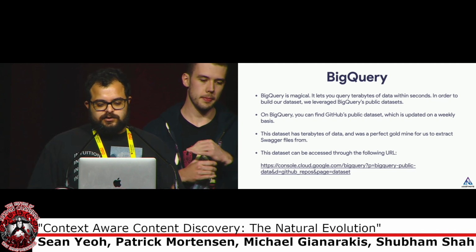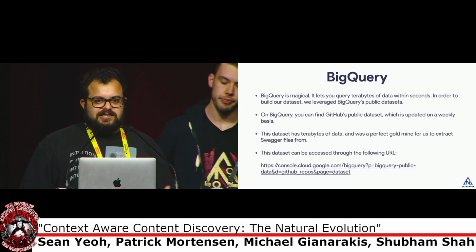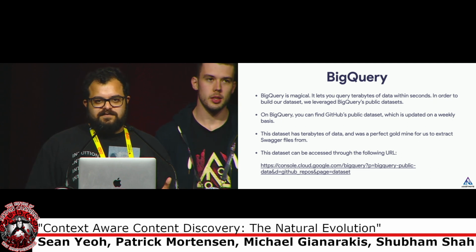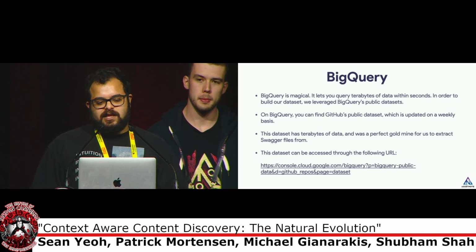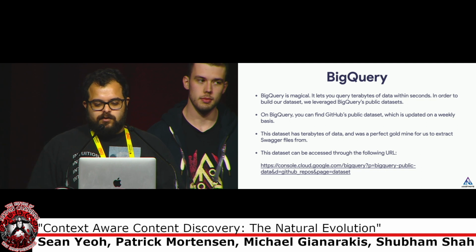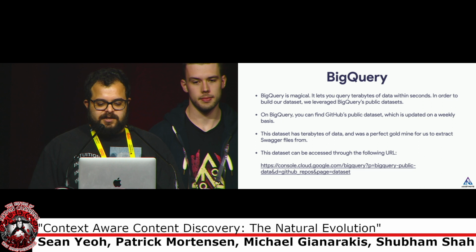It's also really amazing because it has GitHub's public dataset. GitHub's public dataset isn't exactly the entirety of GitHub on BigQuery, but it is a decent portion of GitHub. And through that dataset, we were able to query it and obtain all of the Swagger files from it.